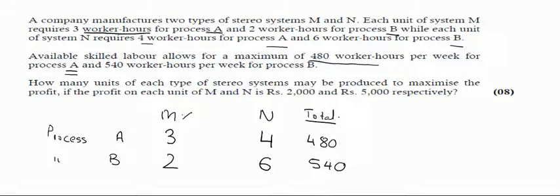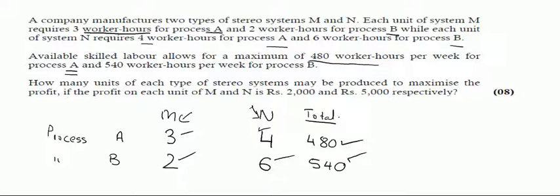To produce M and N, we need 3 hours in process A for M and 4 hours in process A for N, and they cannot cross 480. They can be less than that but cannot be greater than that. Likewise, in process B, M needs 2 hours, N needs 6 hours, and they can at maximum be 540 hours.